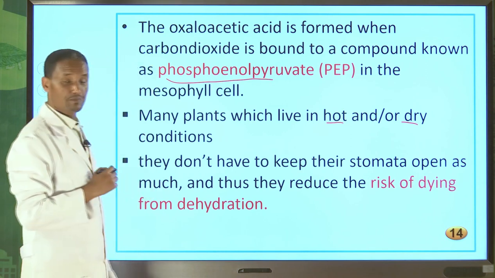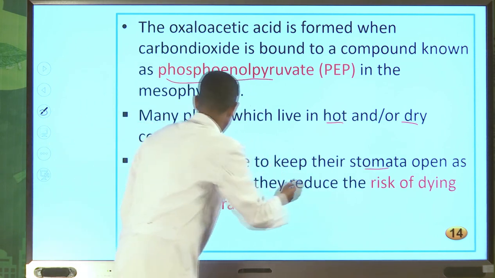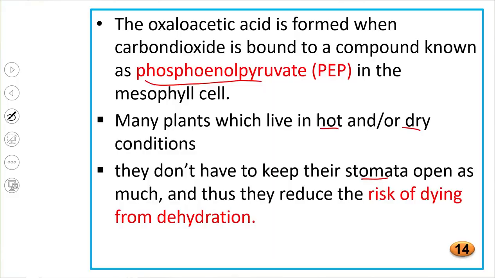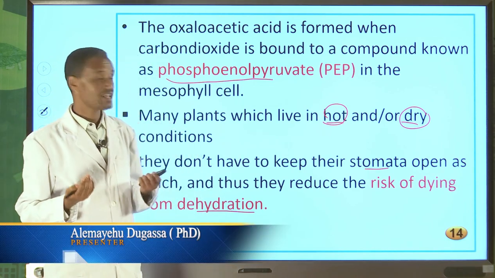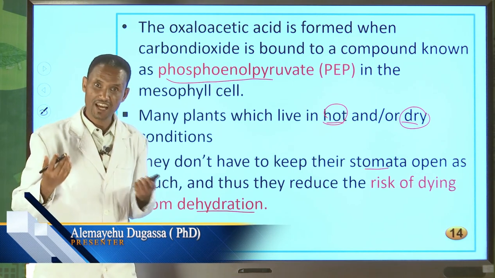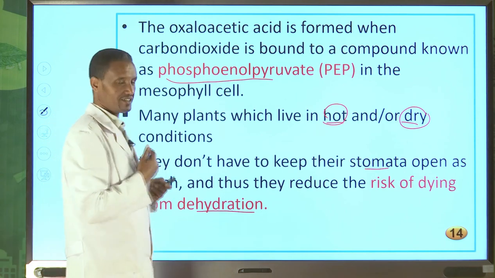These carbon-4 plants do not have to keep their stomata open as much, and thus they reduce the risk of dying from dehydration, because most carbon-4 plants live in hot and dry conditions. In hot and dry conditions, if they open their stomata, water will move out from their cells, and they may suffer the risk of dying from dehydration.